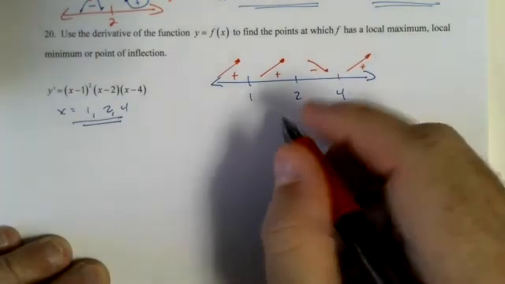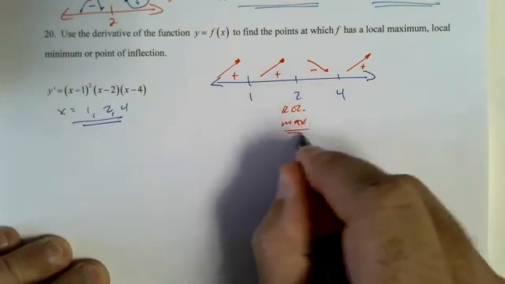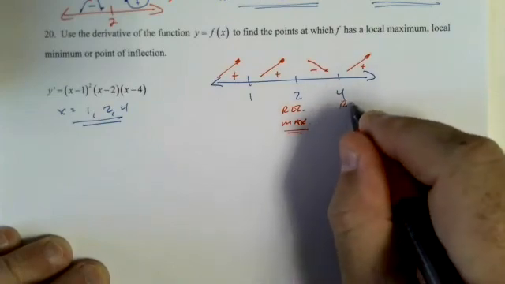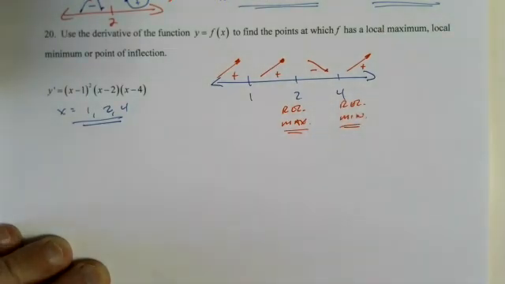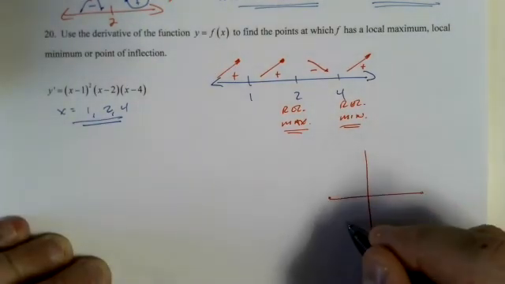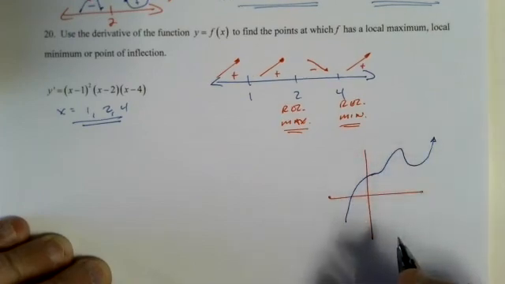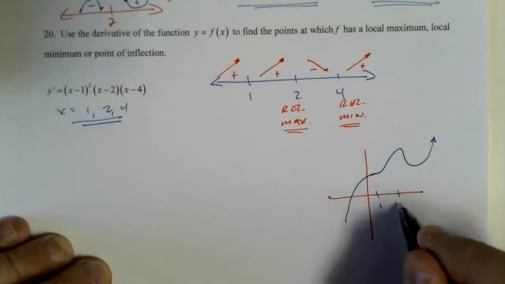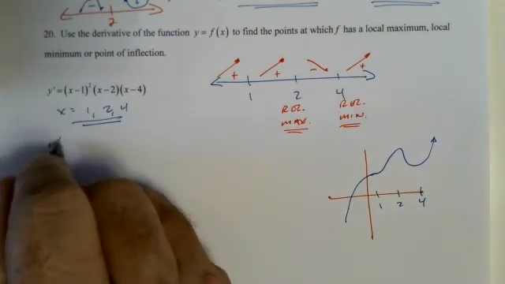So we have a relative max and a relative min. Okay. So our graph's going to look something like this. This is 1, this is 2, this is 4. Sure, whatever. All right, and off we go again with rewriting y prime to make it easier for me to take a derivative.